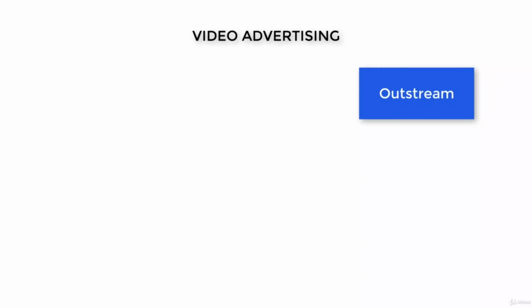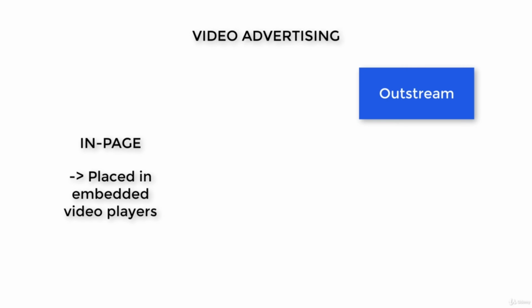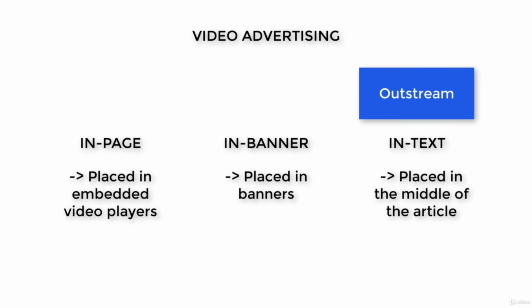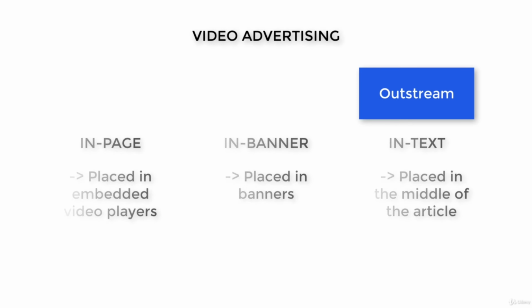For outstream ads, we have in-page ads that use an embedded video player to be shown on websites that don't have their own video player. In-banner ads, on the other hand, as the name suggests, are shown inside a banner, either automatically or after a click or hover from the user. In-text video ads are placed in the middle of the article and may autoplay or not.